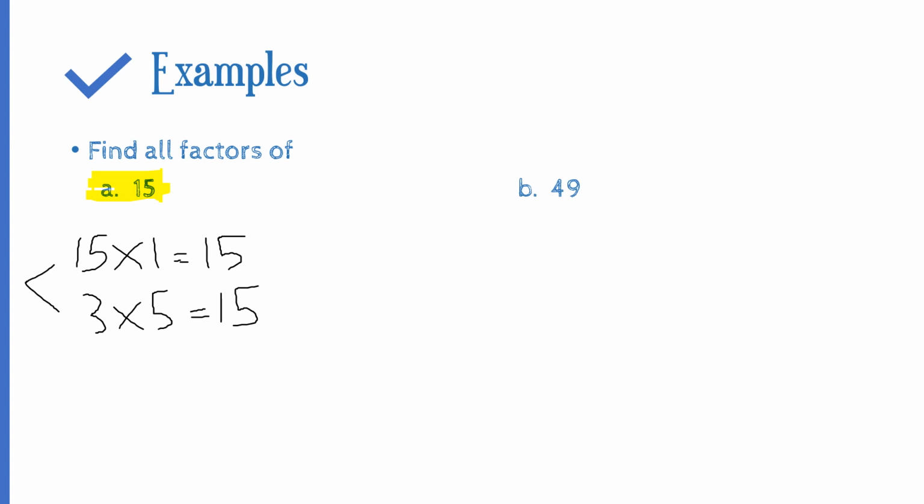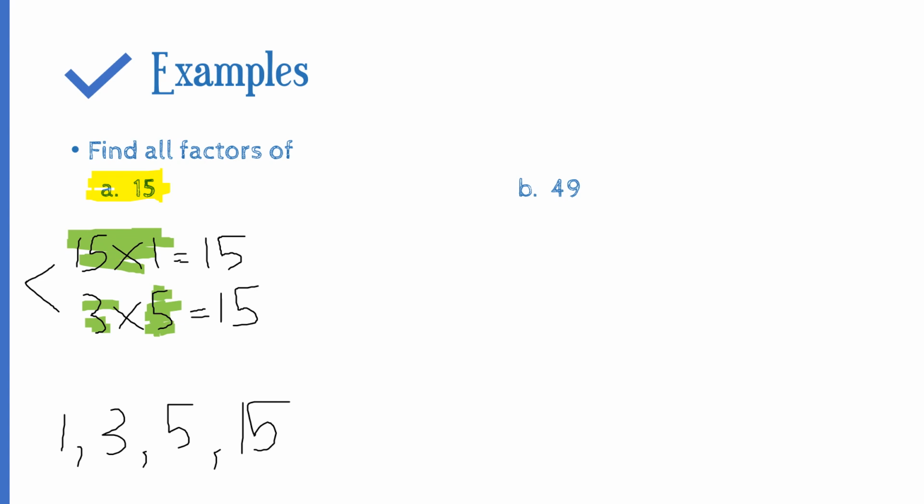So now, as you can see, 1, 15, 3 and 5. So again we have four factors of 15. Now it's up to you which method you use. You can do it like this, or you can check which numbers can divide 15, or you can see the pairs that give us 15. So we'll write the factors here: 1, 3, 5 and 15 are the factors of the number 15.